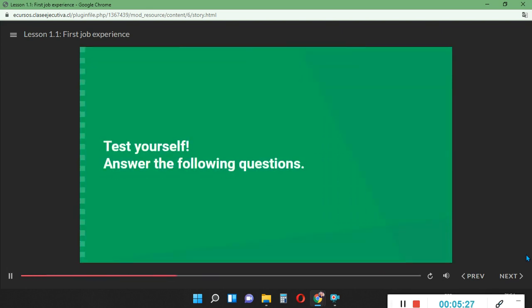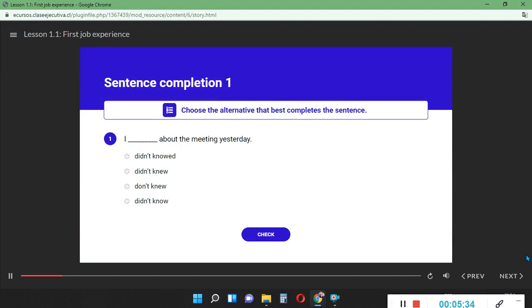Test yourself. Answer the following questions. Sentence completion. Choose the alternative that best completes the sentence.